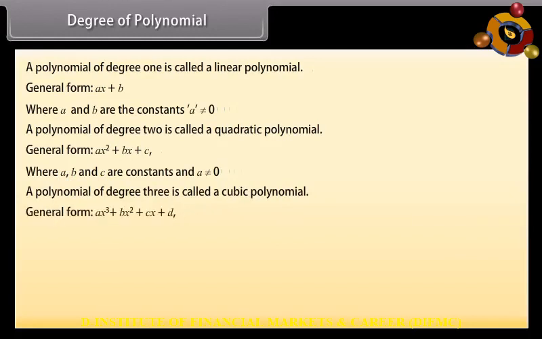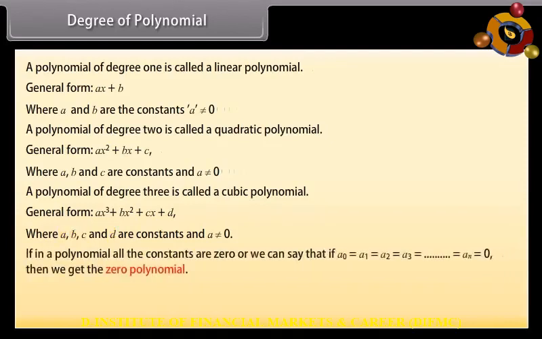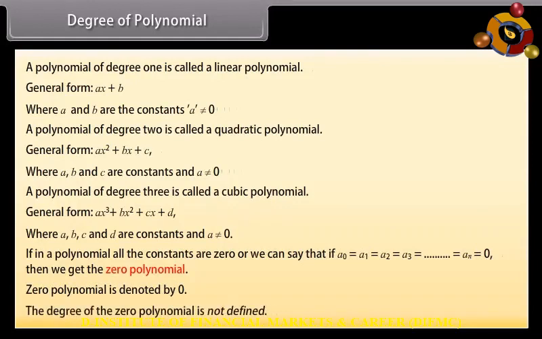Its general form is ax raised to the power 3 plus bx raised to the power 2 plus cx plus d, where a, b, c and d are constants and a is not equal to 0. If in a polynomial all the constants are 0, that is, a0 is equal to a1, is equal to a2, is equal to a3, and so on, is equal to an, is equal to 0, then we get the zero polynomial. Zero polynomial is denoted by 0. The degree of the zero polynomial is not defined.